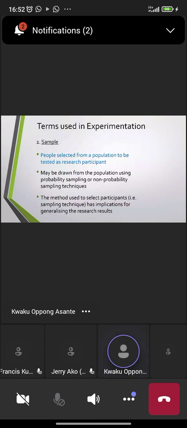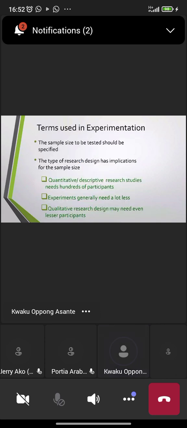And the type of sample and the method in which you use to select may have ramifications, may have implications for generalization. So we know that if you select more people, you can generalize the findings to the population. Okay. So if we talk about sample size, the sample is a group of people, the subset of the population, and the number of people that I want becomes the sample size.